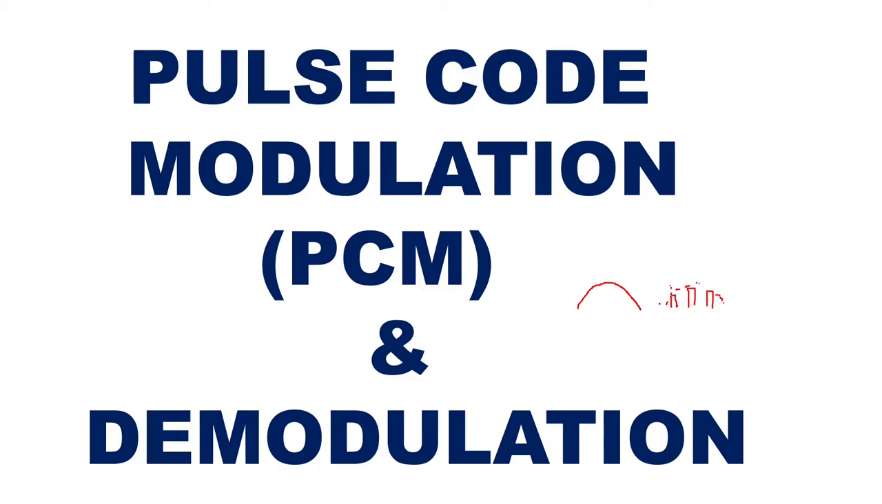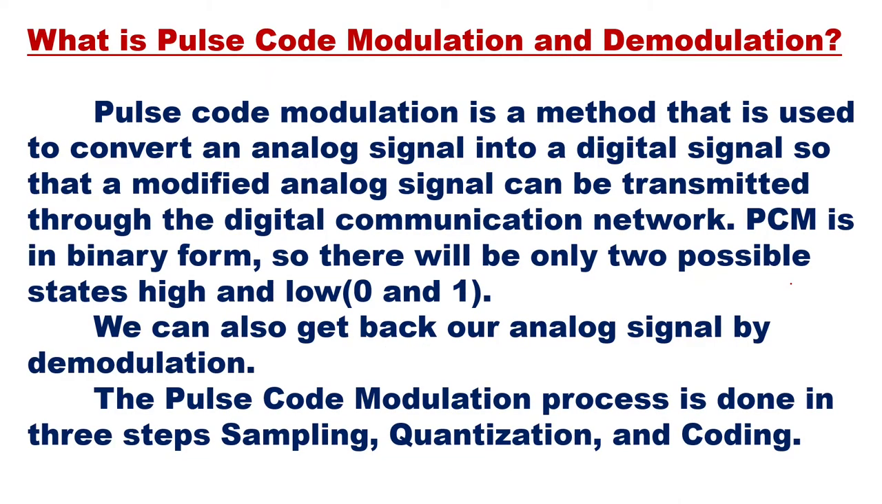Quantization is a process where you superimpose the samples on standard levels and you take the center value. Say for example, the first sample is 2 volt, the second sample is 4 volt, then it will be coded as 0010, 0100, like this, and these binary numbers will be sent through the transmitter to your receiver. Now here we'll see what is pulse code modulation and demodulation in short.